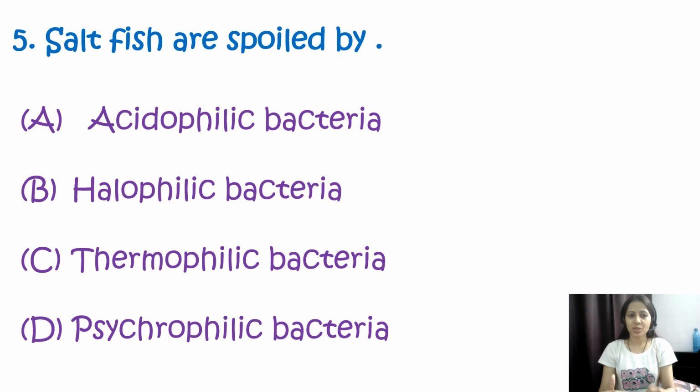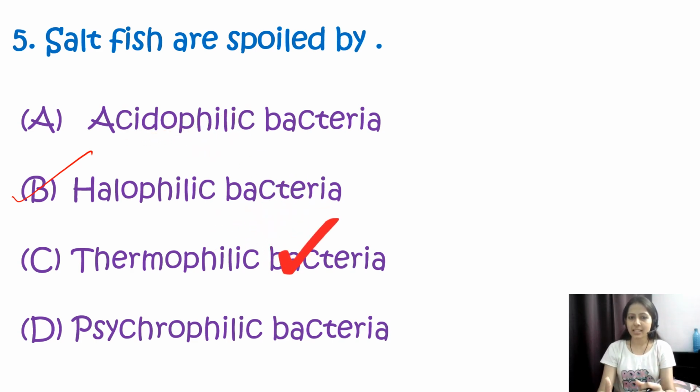Question number 5. Salt fish are spoiled by: acidophilic bacteria, halophilic bacteria, thermophilic bacteria or saccharophilic bacteria. The correct option will be B, that is halophilic bacteria. So salt fish are primarily spoiled by halophilic bacteria.